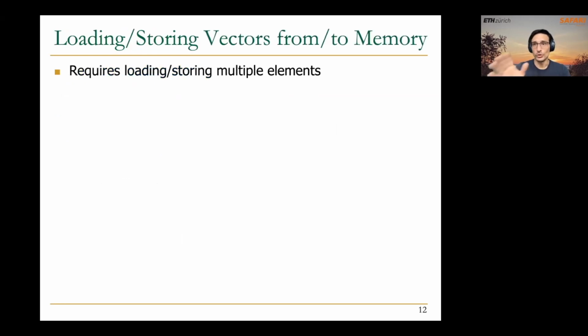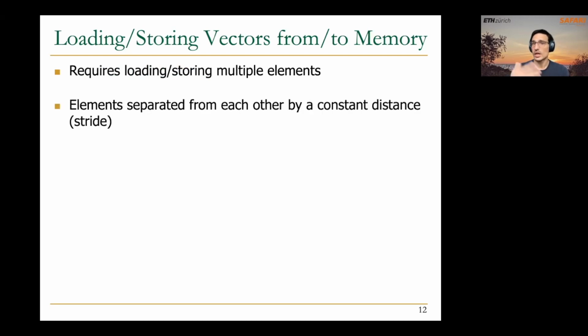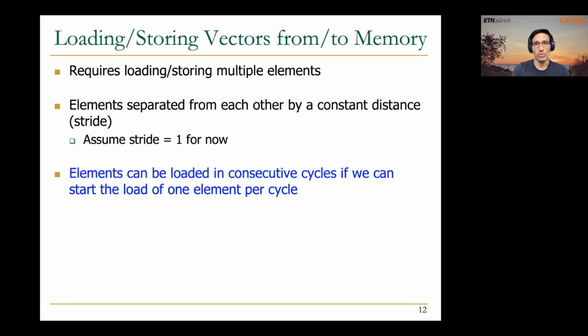Now, in order to fill these vectors with data, we have to access memory. And after computing, we also have to write back to memory, right? So we have to figure out a way of loading and storing multiple elements at the same time or in consecutive cycles. We know that these elements might be at a certain distance that we call the stride. For now, we are going to assume a stride equal to 1.